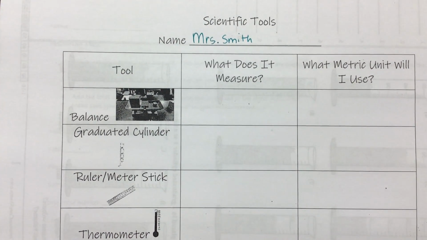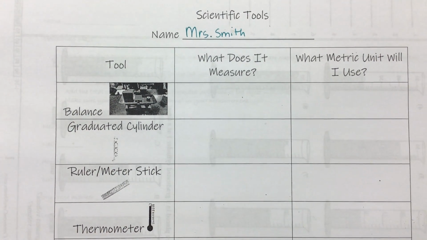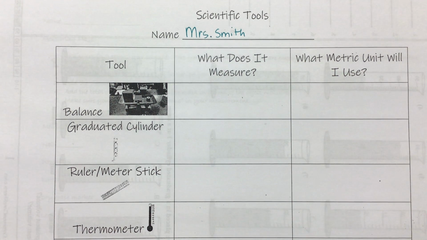Okay, so please put your name on the packet. We're going to hold on to this for several days. We're going to do a lot of actual measuring with different science tools, but we are going to just lay some groundwork today. Yes, Trevor? Can you wait, please? Okay, so we have talked about science tools.